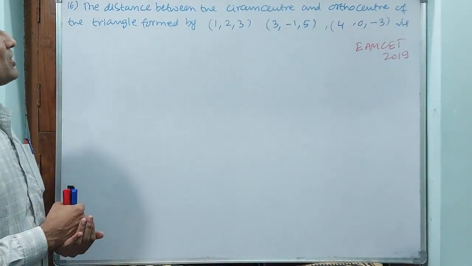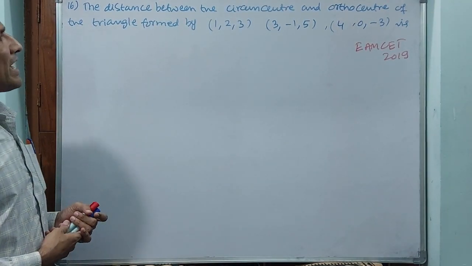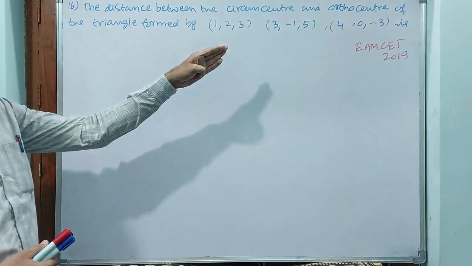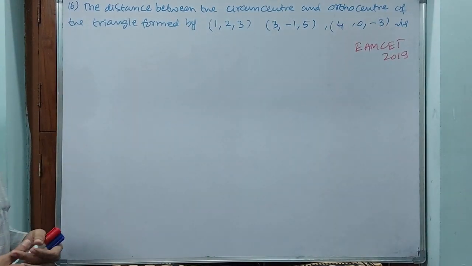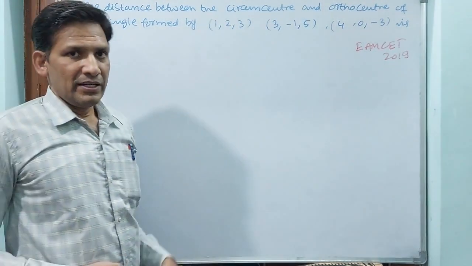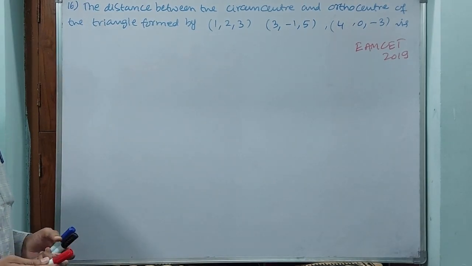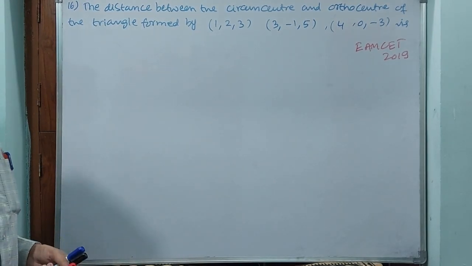Okay, see question number 16. The distance between circumcenter and orthocenter of a triangle formed by (1, 2, 3), (3, -1, 5), (4, 0, -3), is what they are asking. See, unless you do distances AB, BC, unless you find them and unless this is a right triangle, it's not easy to find this. We may have to find in a different way.